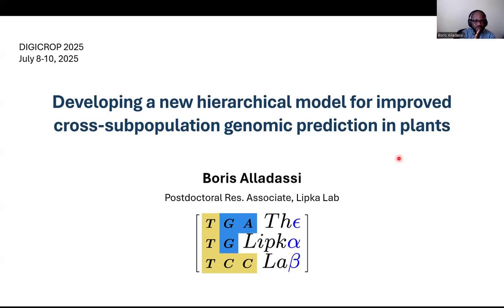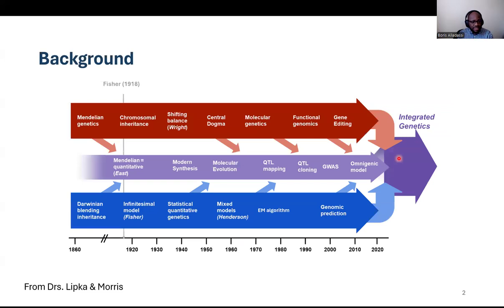Today, my presentation is on how we are developing a new hierarchical model to improve genomic prediction across populations in plants. As a background, we have this figure showing the historical overview of key milestones achieved at the top in Mendelian genetics and at the bottom in quantitative genetics.